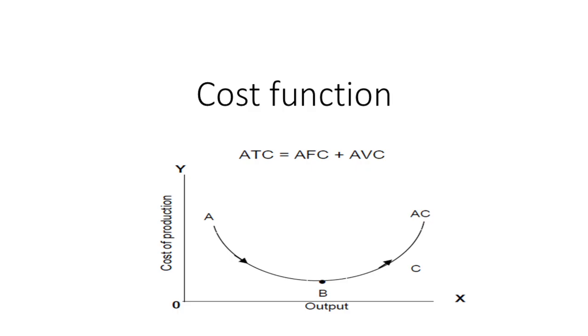Okay. Now here we can see this is also a U-shaped curve because it combines both the average fixed cost and average variable cost. Average cost is also known as the unit cost because it is the cost per unit of output produced. AC is the sum of average fixed cost plus average variable cost.